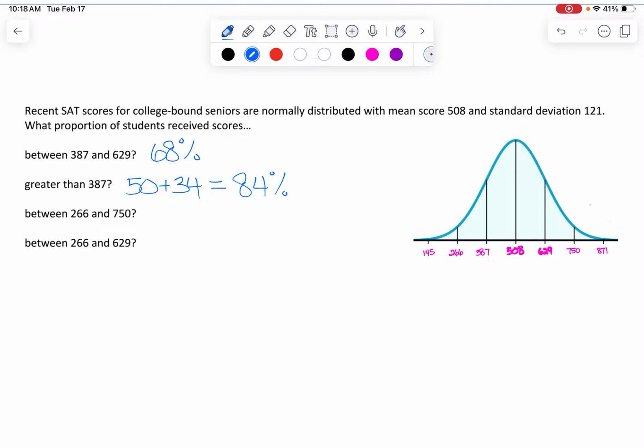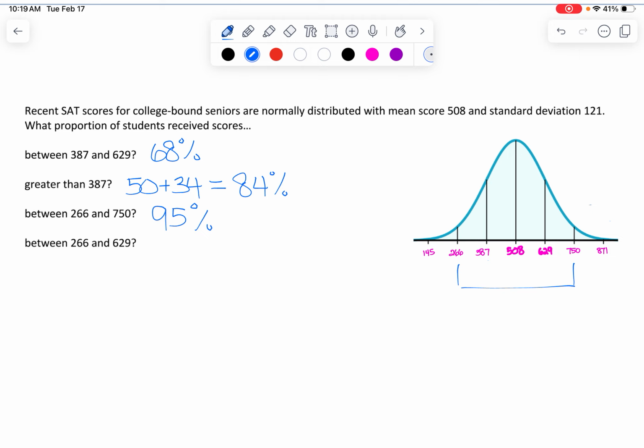Okay. All right. What percent is between 266 right here and 750? That looks like 2 standard deviations away, which we know is 95%.